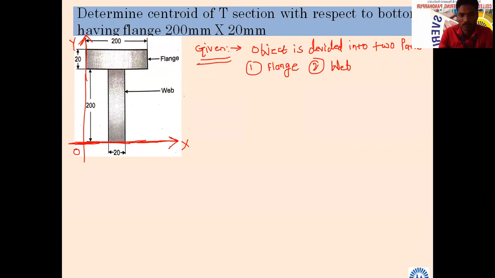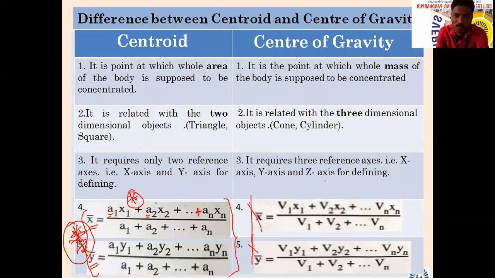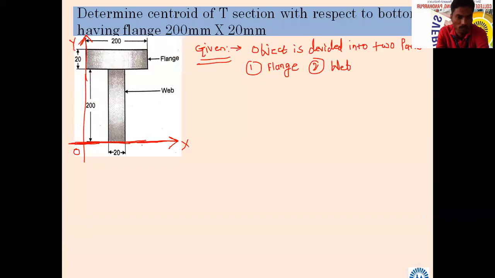Consider flange. So what are we going to do here? The way I have told the formula to find x bar and y bar, I will go a little back. You can see the formula here. What was that? X bar equal to a1 x1 plus a2 x2 plus up to an xn, divided by the addition of all the areas. Means this particular object is first divided into two parts. One is flange and one is wave.